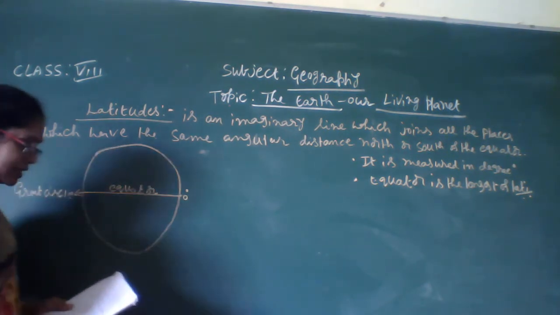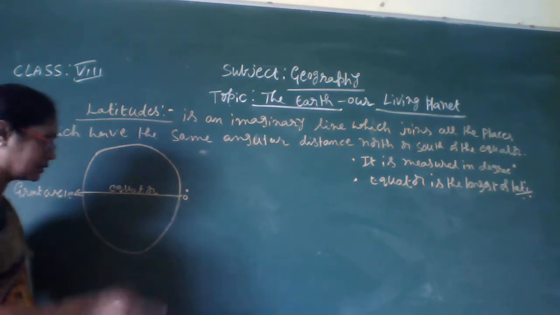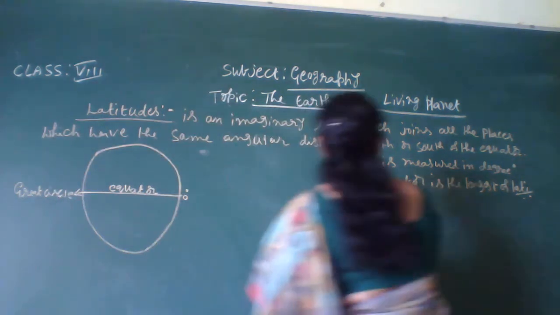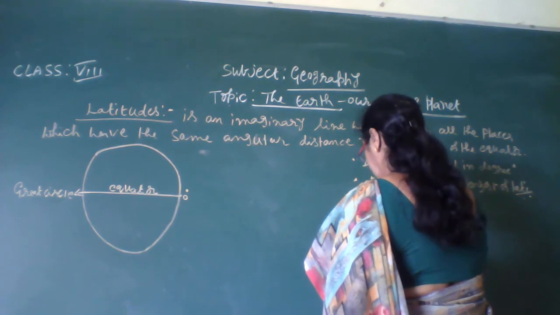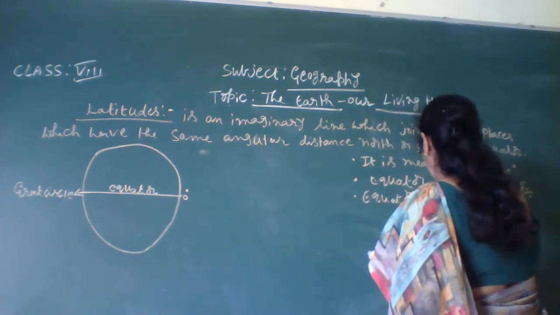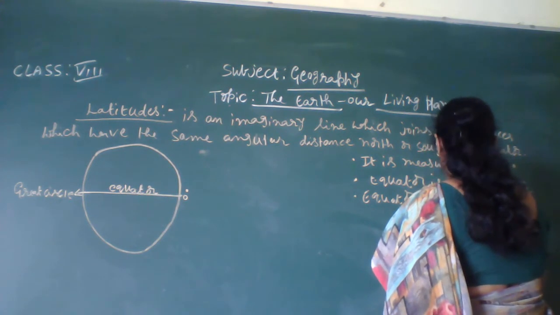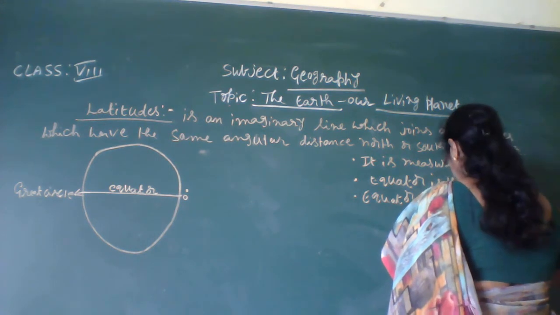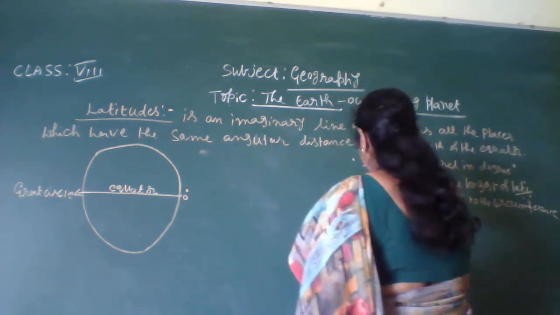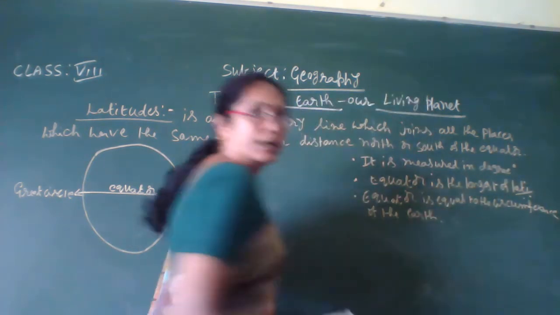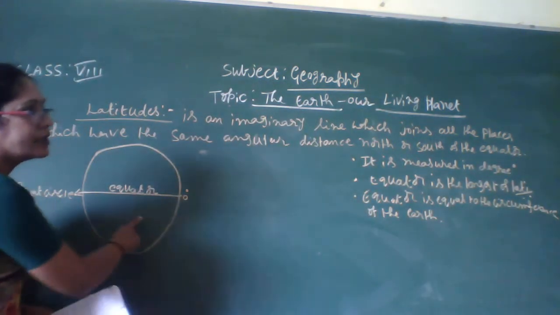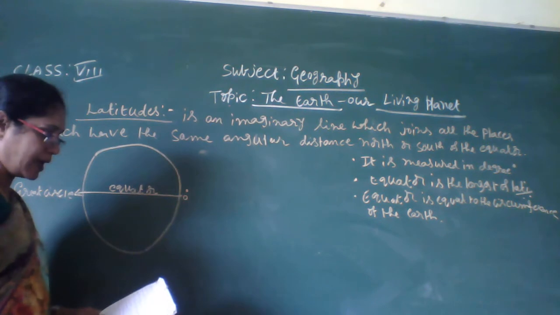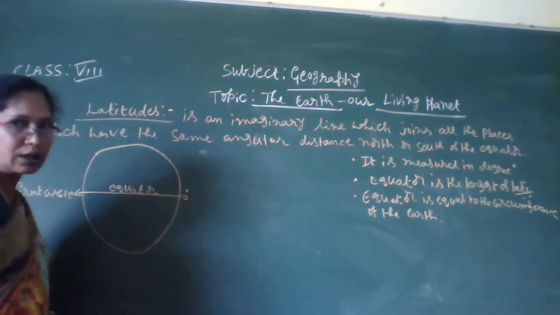Next one. It is equal to the circumference of the earth. It divides the earth into two equal halves. So what does the equator do? It is equal to the circumference of the earth. It divides the earth into two equal halves. Other lines of latitude are shorter in length.